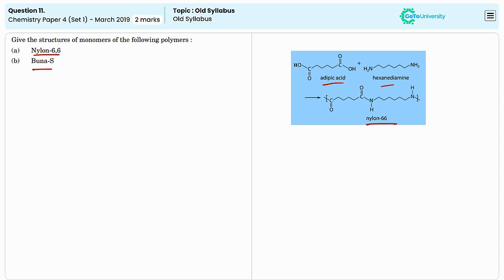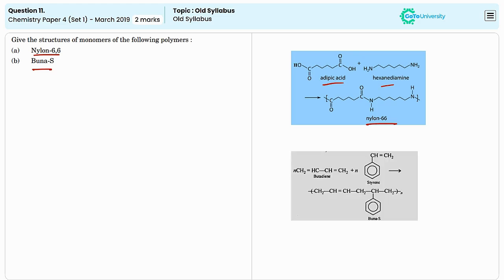The second one is Buna-S. This is another type of synthetic rubber and the monomers are butadiene and styrene. The polymerization of styrene and butadiene yields Buna-S, which is used in various rubber applications for its elasticity and durability.